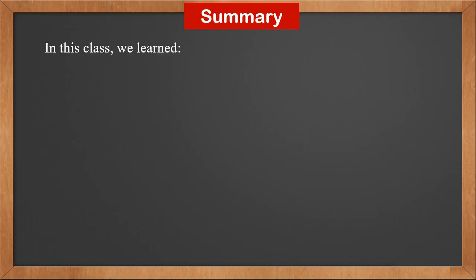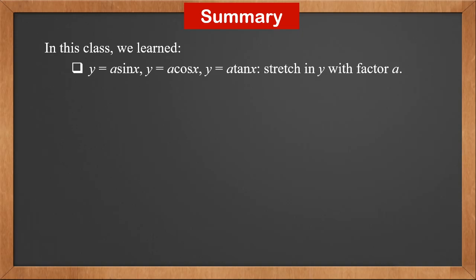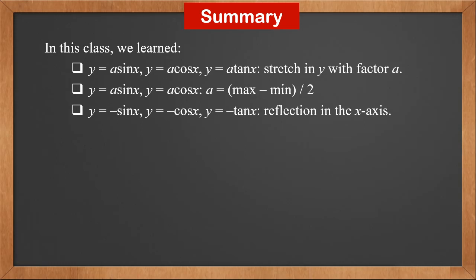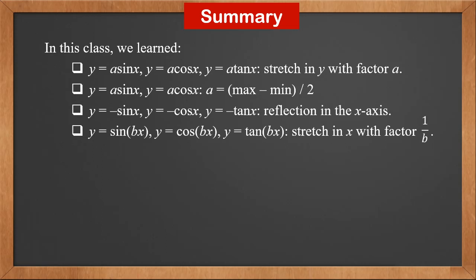In this class, we learned y equals a sine x, y equals a cosine x, y equals a tangent x, are a stretch in the y direction with factor a. For y equals a sine x, y equals a cosine x, a is max minus min over 2. Y equals minus sine x, y equals minus cosine x, y equals minus tangent x, are a reflection in the x-axis. Y equals sine bx, y equals cosine bx, y equals tangent bx, are a stretch in the x direction with factor 1 over b.